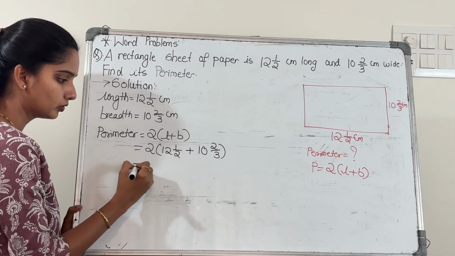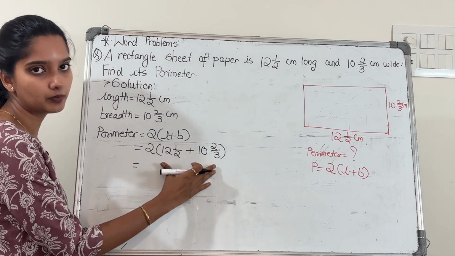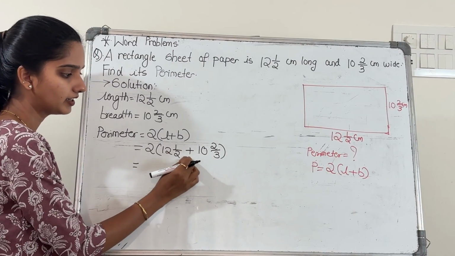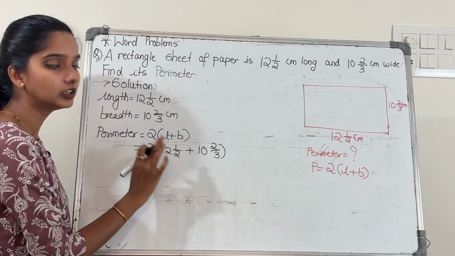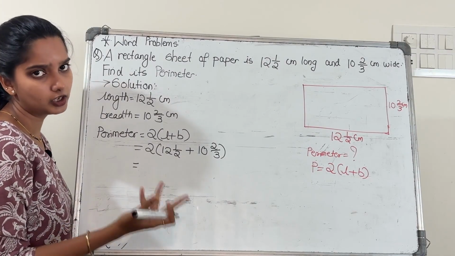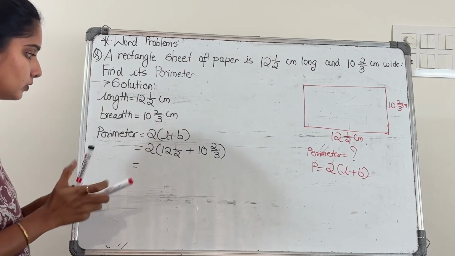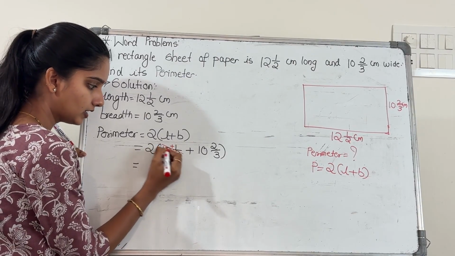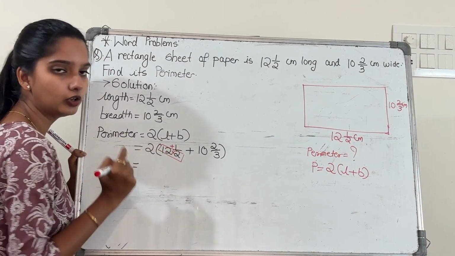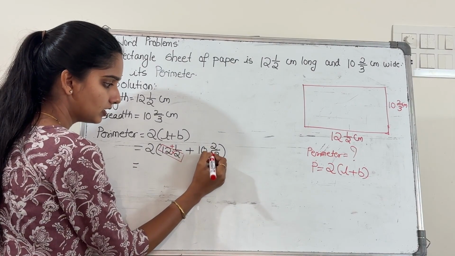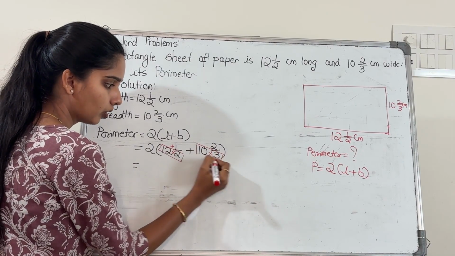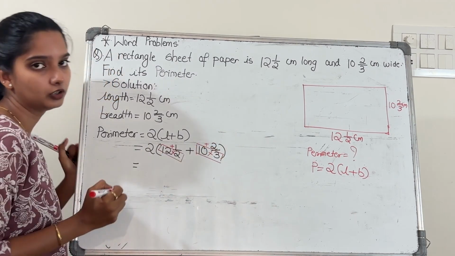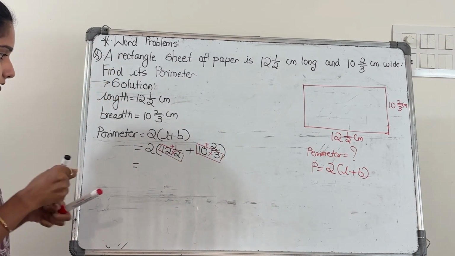First step, whatever is inside your bracket, try to simplify. Here you are given the addition of two mixed fractions, right? You are going to convert each into an improper fraction. For that, multiply the whole number by the denominator, and whatever answer you get, add it to your numerator. Similarly for the other fraction. So let us solve it.